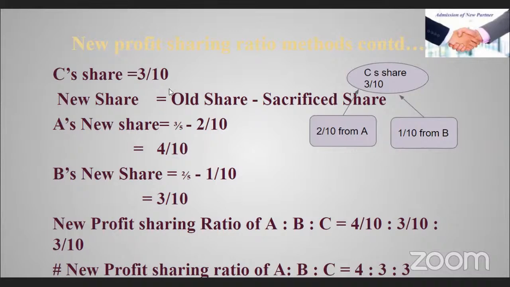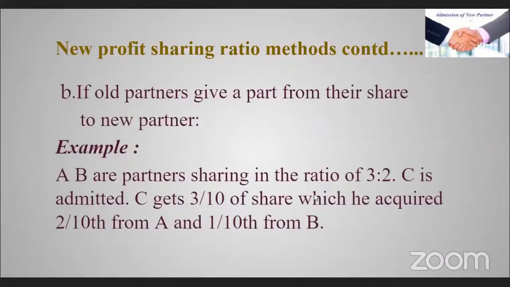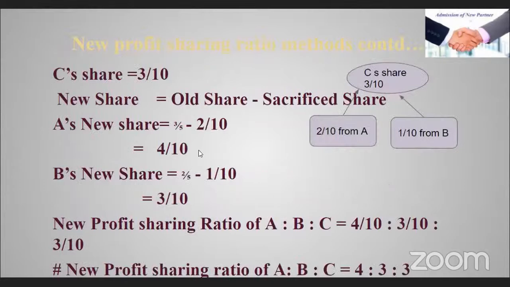So now let us calculate A's new share. A's whole share is how much? 3/5. How? See, the A and B ratio is 3:2, that means 3/5 is the old ratio. A's old share is 3/5. And the sacrificed share: how much is A sacrificing to C? 2/10. 3/5 minus 2/10. So convert into equal fractions and take the LCM. You will get A's new share as 4/10.